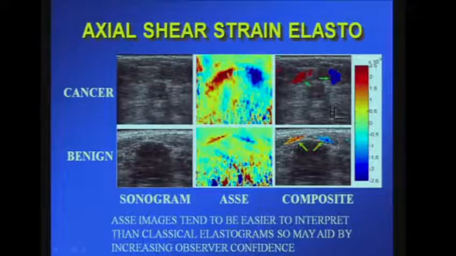The axial shear strain elastogram looks at how tightly bound the lesion is to its surrounding tissues. In a mobile lesion, such as this benign lesion, you can see the lesion slips relative to the surrounding tissues and produces a very high but narrow band of shear strain at the boundaries of the lesion. Whereas a lesion like a cancer, which is stuck to the surrounding tissues, can't slide, so it produces a much broader area of shear strain as it tries to drag the surrounding tissues with it under pressure.